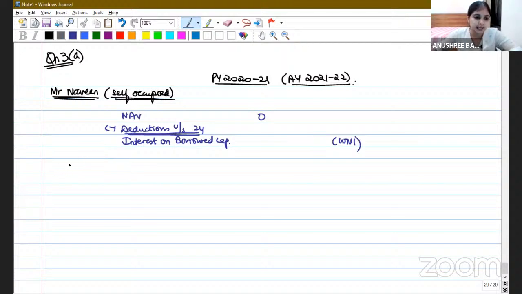Leave some 2 or 3 lines gap and then give the heading working note number 1. Interest on borrowed capital, Mr. Naveen.